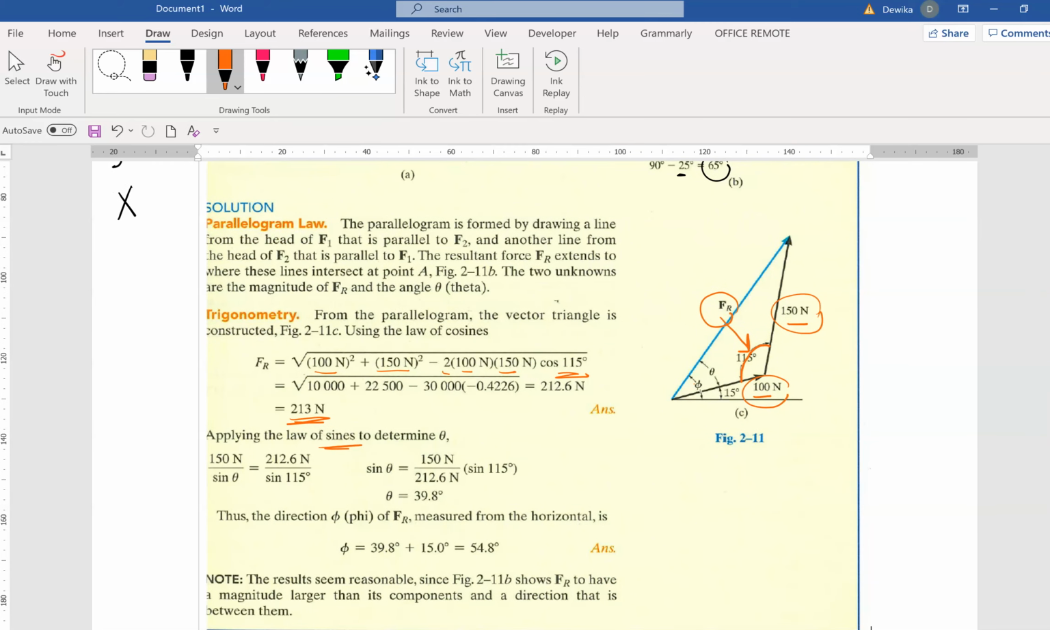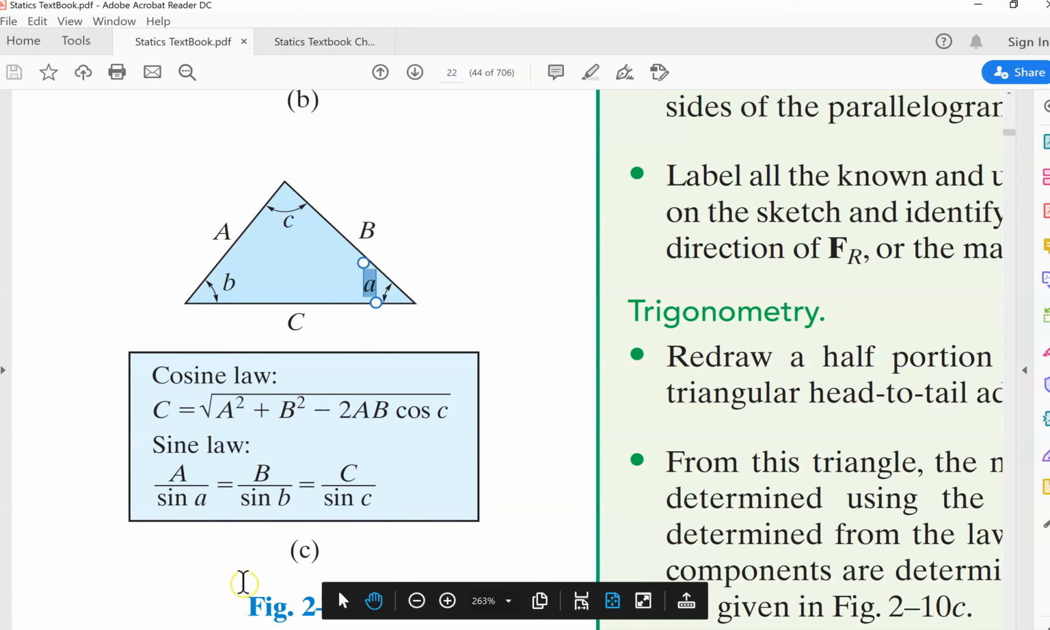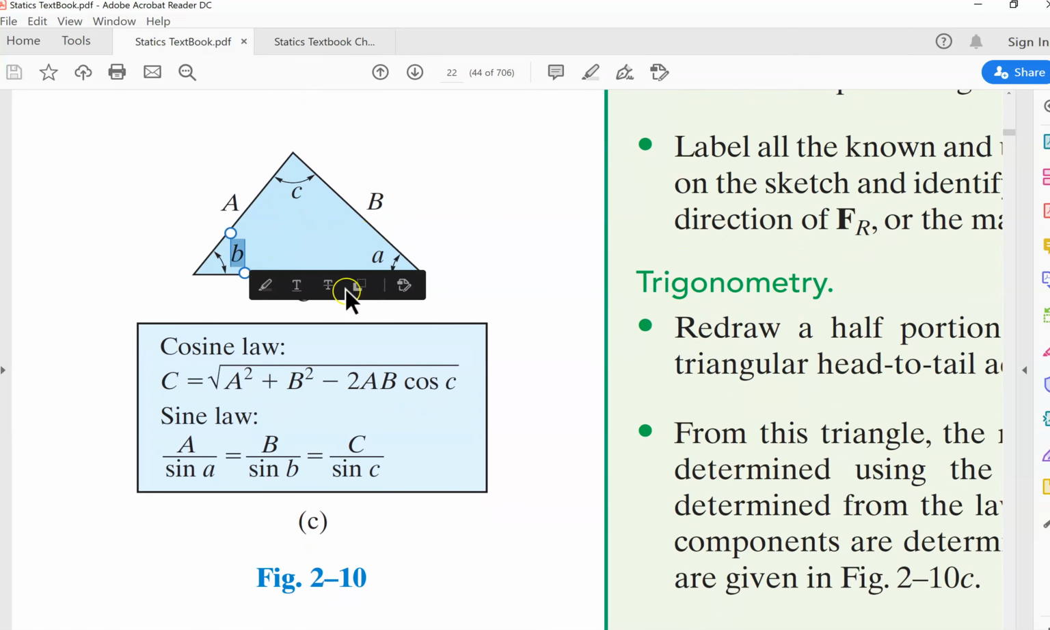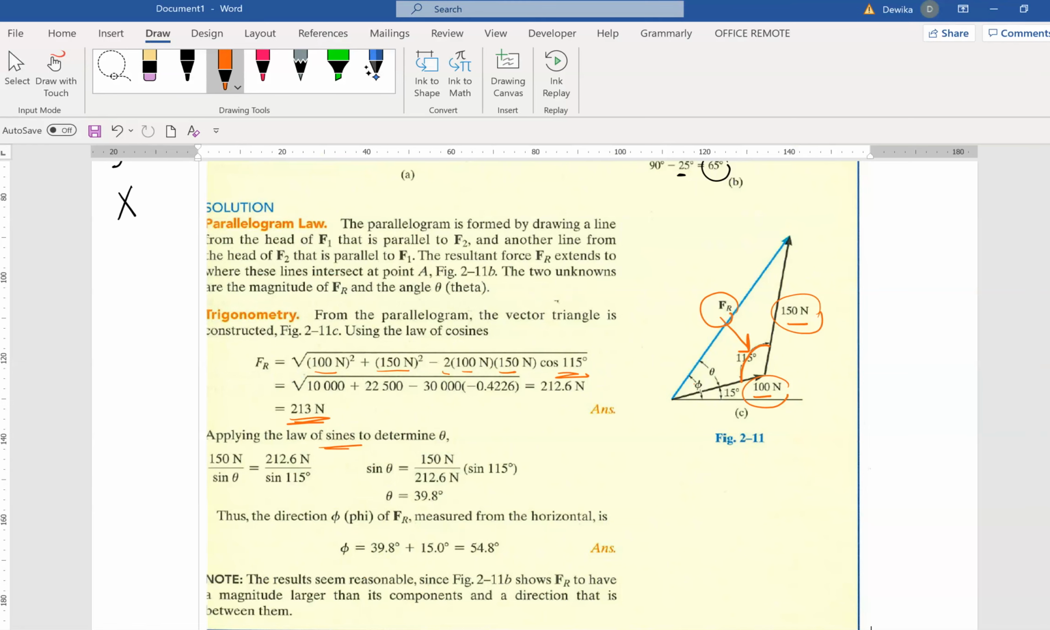Now you apply the sine law. What is the sine law? You remember the sine law? The sine law says A over sine A equals B over sine B equals C divided by sine C. It's a standard formula. If you know the resultant and the angle, you can find the missing angle. So that is your sine law. With that, you can find the phi. So we have the theta, which is 39.8, plus the phi, which is 15.